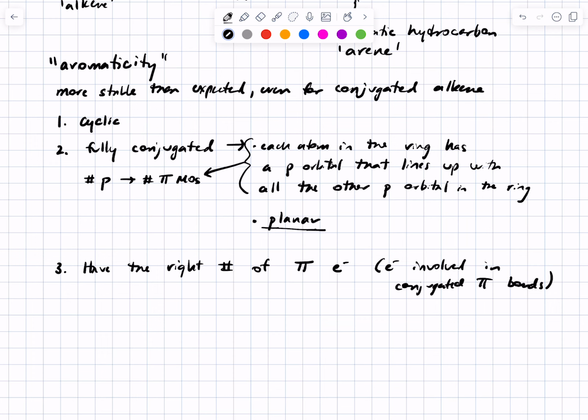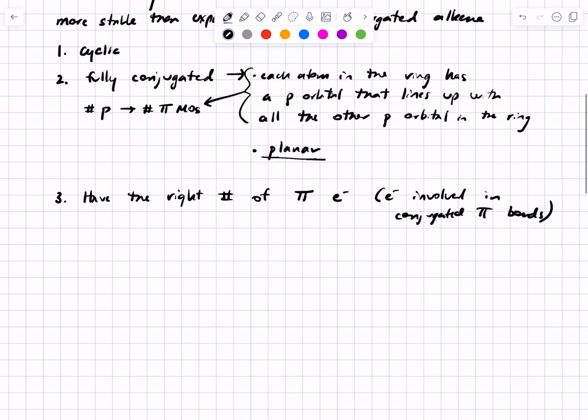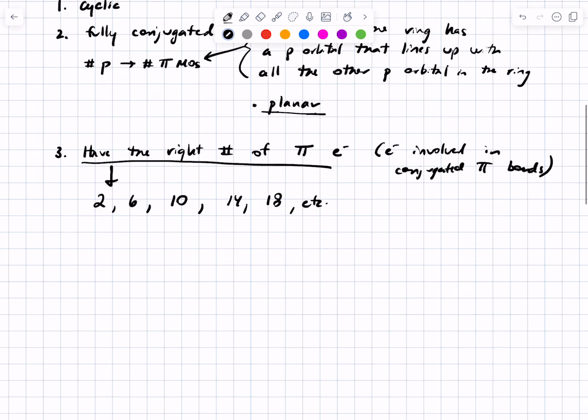And it turns out that to enjoy the special stability associated with aromaticity, we have to have the right number of electrons. What do we mean by the right number of electrons? Well, the right number of electrons actually comes out of the arrangement of these pi orbitals in energy. But just empirically, even before people understood that, they were able to tell that some number of pi electrons led to molecules that were aromatic, and a different number of pi electrons led to molecules that were actually especially unstable.